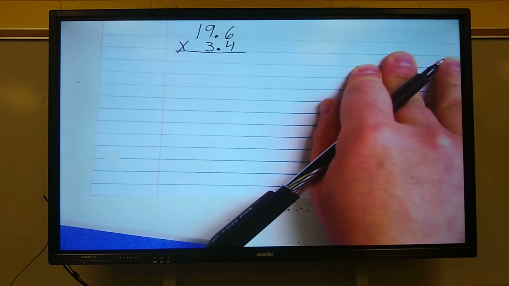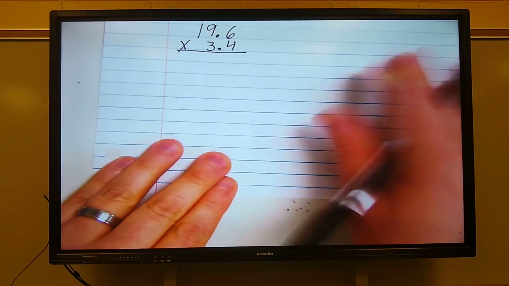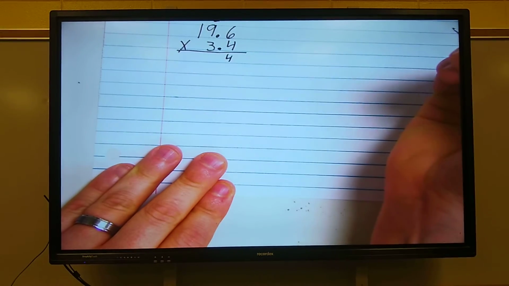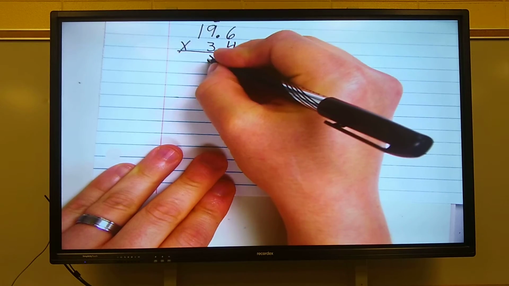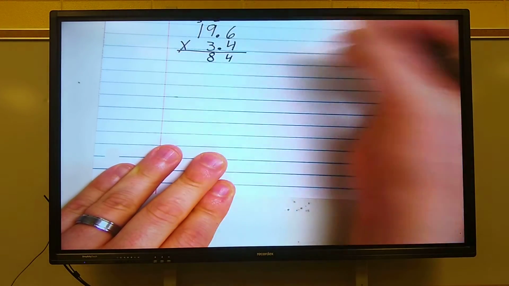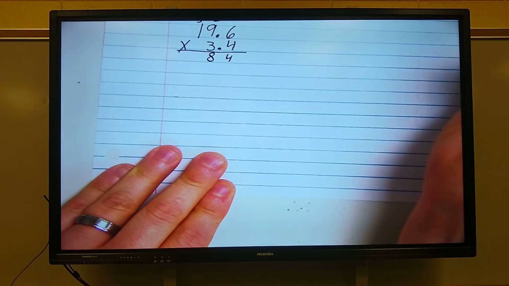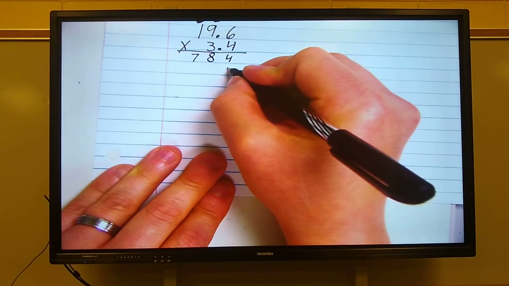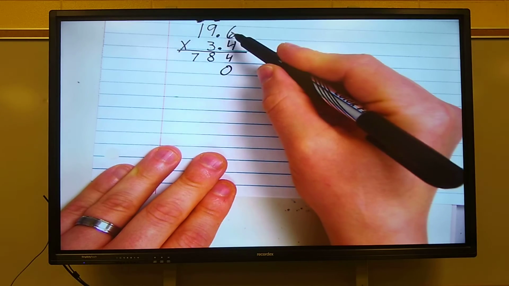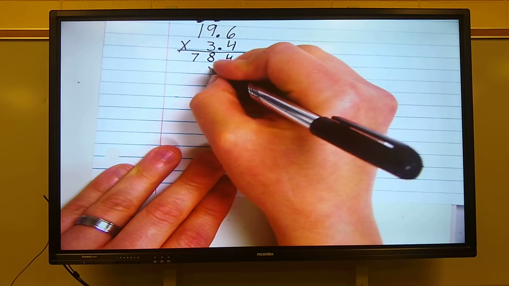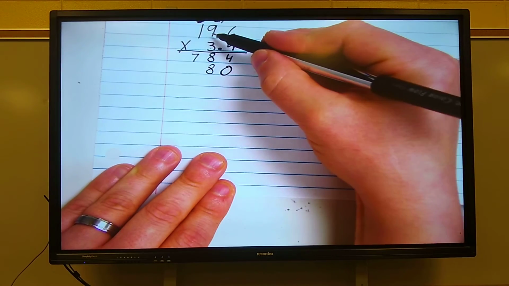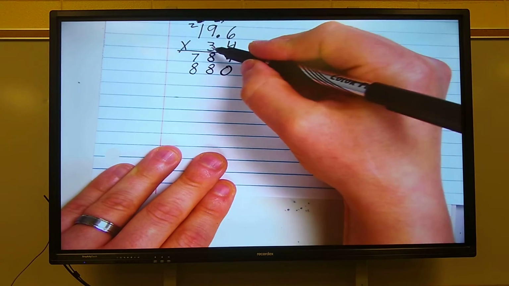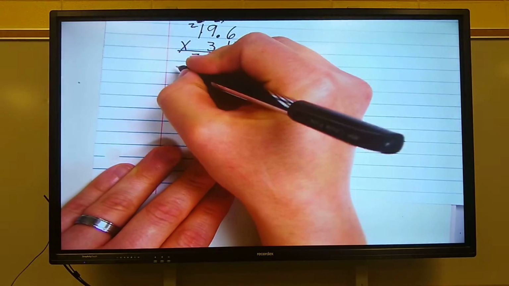All right, step number one, I have to multiply. 4 times 6 is 24. Bring down the 4, carry the 2. 4 times 9 is 36, plus 2 is 38. Bring down the 8, carry the 3. 4 times 1 is 4, plus 3 is 7. Bring down the 7. Let me mark these out. I don't want to get confused. Bring down a 0. 3 times 6 is 18. Bring down the 8. Carry the 1. 3 times 9 is 27. Plus 1 is 28. Bring down the 8. Carry the 2. 3 times 1 is 3. Plus 2 is 5.